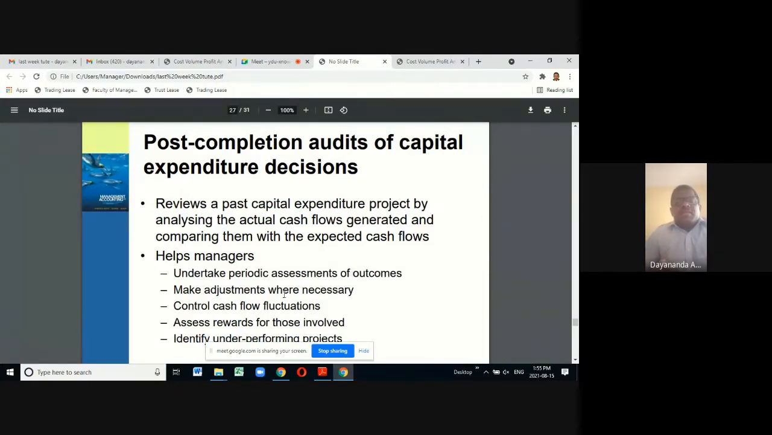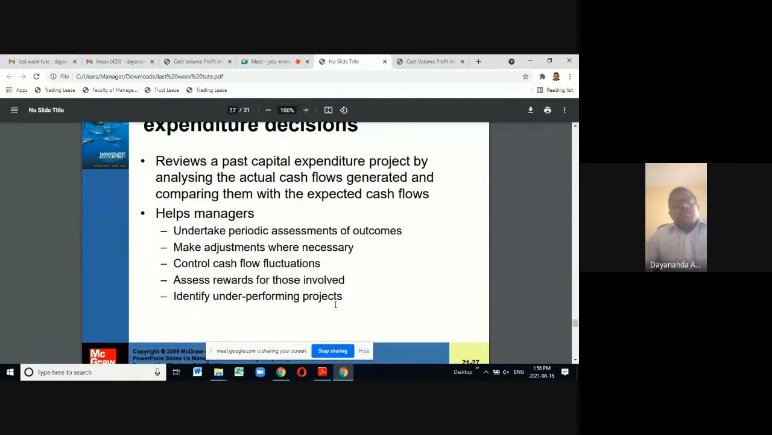I think you can remember we discussed 3 parts of the capital budgeting: planning stage, implementation stage, and post completion, that is monitoring part. Here the monitoring part helps managers to undertake periodic assessment of outcomes, make adjustment where necessary, control cash flow fluctuations, assess rewards for those involved, identify underperforming projects. This is the result of the feedback.